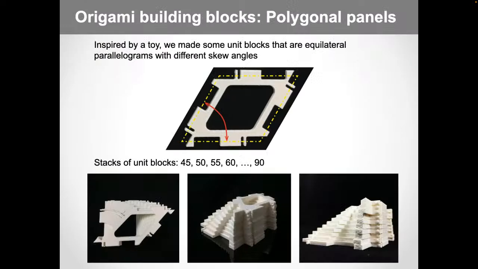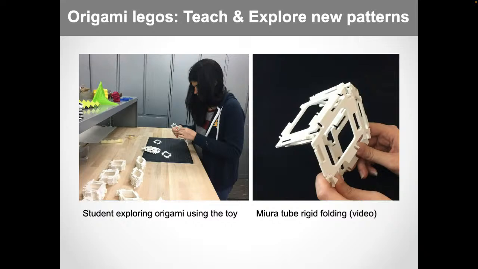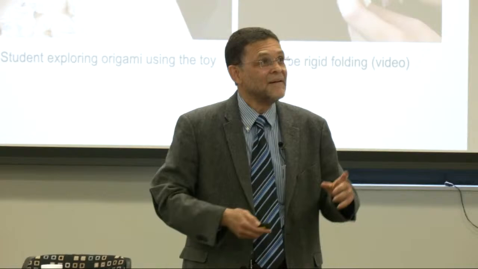And we were inspired by a toy company in Japan. And we made, but the angles from the toys, they were limited. Then we made some unit blocks that are equilateral parallelograms with different skew angles. And we did lots of angles. And then we printed hundreds or thousands of them. And this is very nice. The students love to play with the Legos. It's a great way to learn about origami, to learn about mathematics. For example, the differential geometry of origami, the Gauss maps, Gauss curvature, and so on, I teach all using Legos, and they like it. And here, you can do many things.